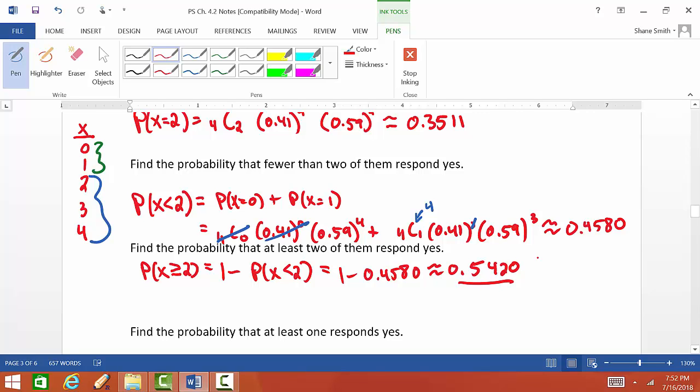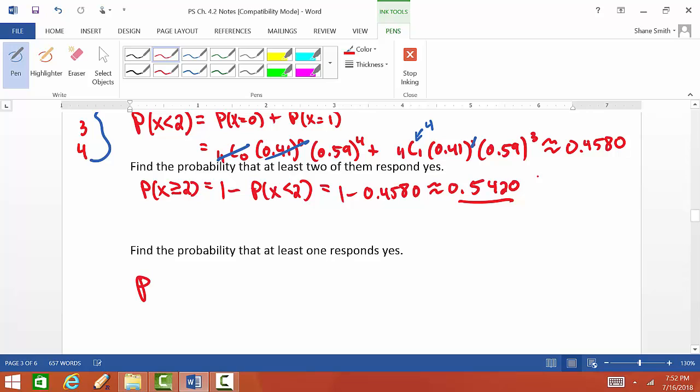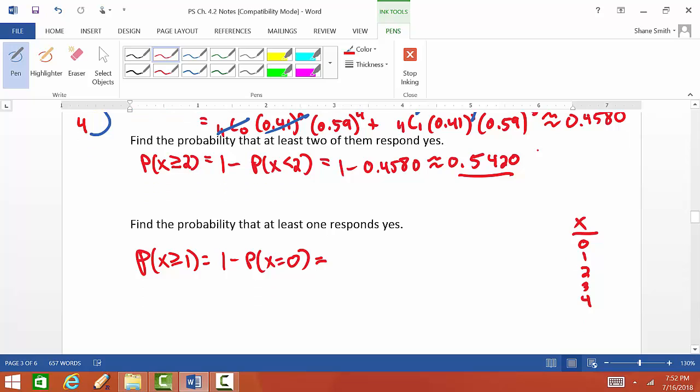Pretty simple. What about the probability that at least one responds yes? Once again, I could find the probability of 1 plus the probability of 2 plus the probability of 3 plus the probability of 4, or I could do 1 minus the probability that x equals 0, and then I only have to do the formula once. Once again, you can find the probability of 1, 2, 3, 4 and add them all together, or you can find the probability of 0 and subtract that from 1.